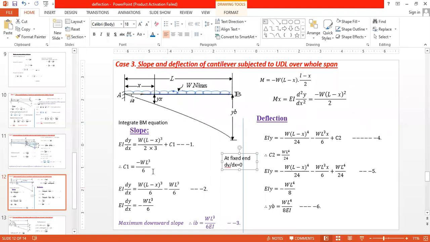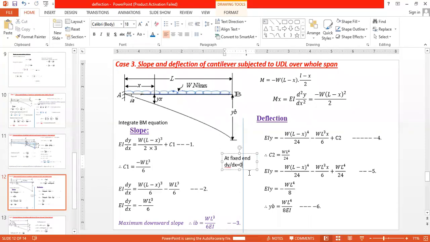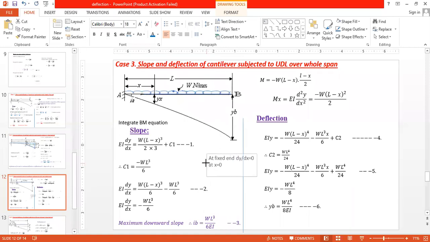Your dy by dx is a slope, or a rotation angle, or a rotation about the z axis. That is also 0, because it is firmly fixed. That means it is not moving in any direction and it is not rotating in any direction. Therefore dy by dx is equal to 0 at the fixed support, or at x is equal to 0. Now this is your condition. Now you put this condition in this equation number 1.